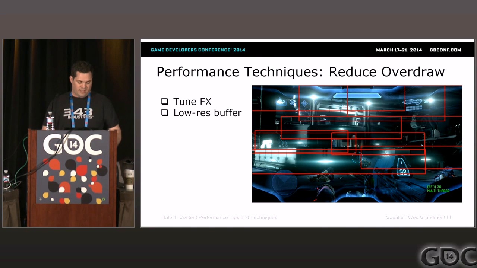The other thing we did, our graphics team would occasionally render to a quarter res buffer, so that it wouldn't take as long to render our transparents. That helped as well.